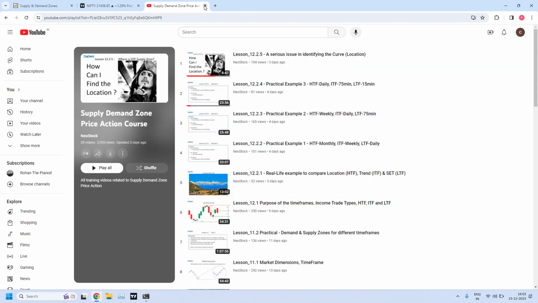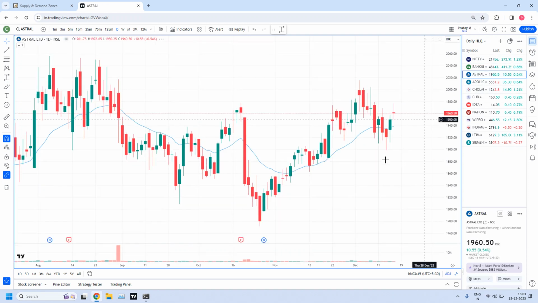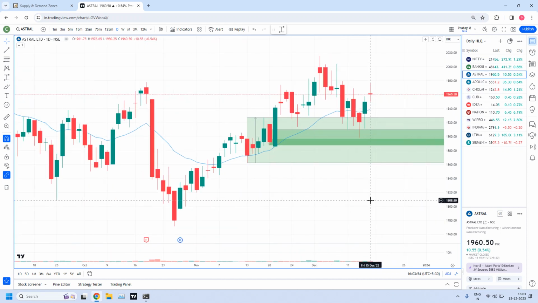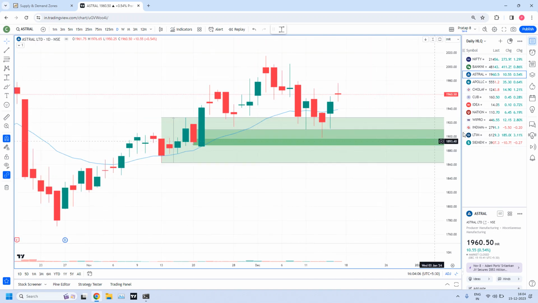Now let's get into our discussion. Let us analyze the high liquidity zones identified in yesterday's video from the daily time frame and 75 minutes time frame. The first stock we identified is Astral, near the daily demand zone, and today prices did not enter into this zone. That means we didn't get the trade.